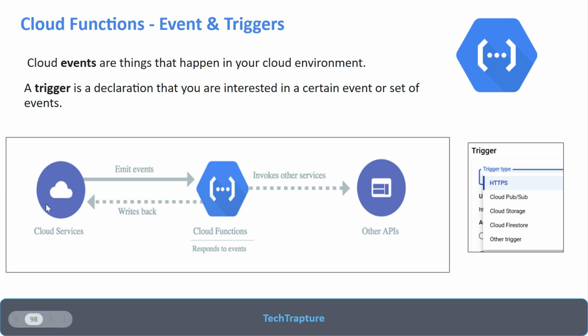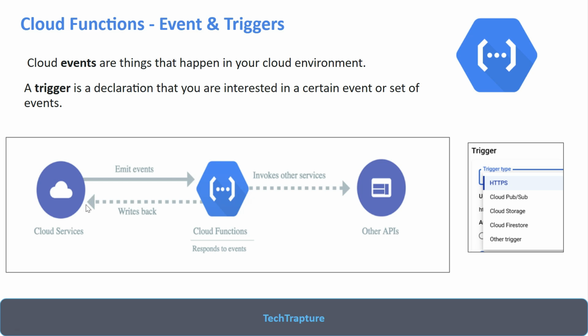So you can take any of the cloud services, it will just emit the event. Events can be anything which is happening in your cloud services, and based on the event it will respond to the event, execute your function, and your function might perform other operations, or your function might respond back to the event. Responding back to the event means, suppose you have to delete the file which is there in the event, then it is responding back to that event.